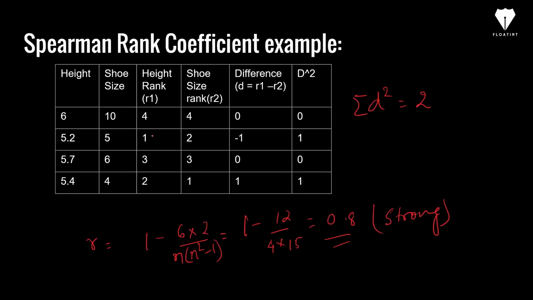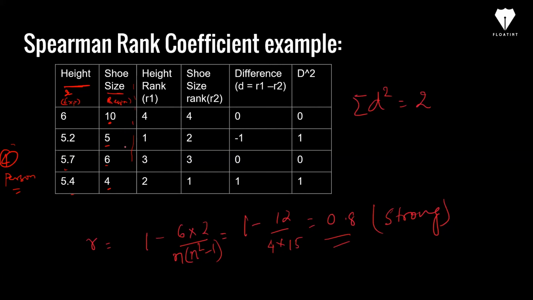It's very simple. Let's say I have height here as one variable, and this is shoe size. This is my sample. I have taken a 4-person example: one person's height is 6 feet, another is 5.2, and then 5.7 and 5.4. The shoe sizes are 10, 5, 6, 4. It is pretty simple and explanatory. Here, height is the independent variable, or you can say explanatory variable, and shoe size is our response variable, or dependent variable.